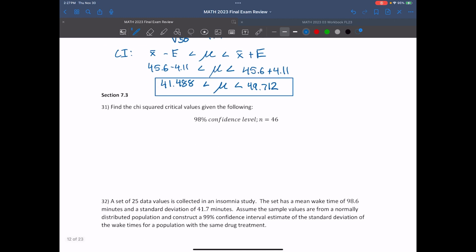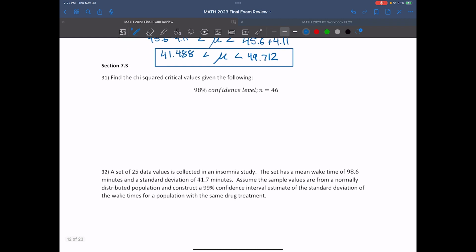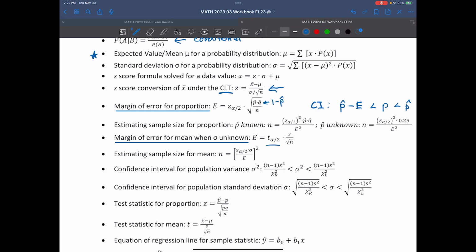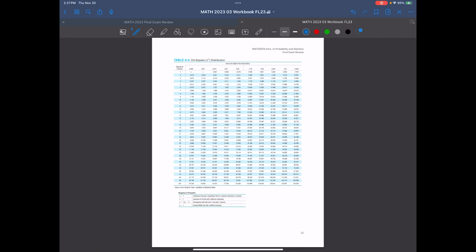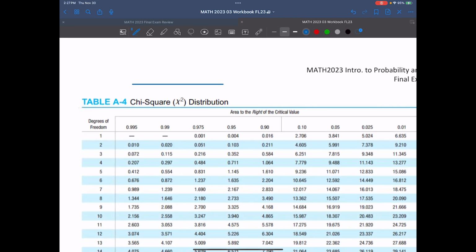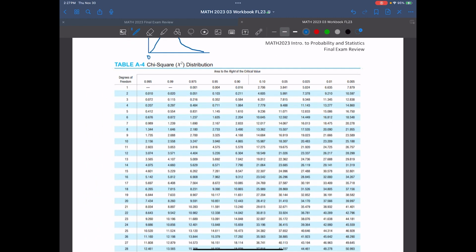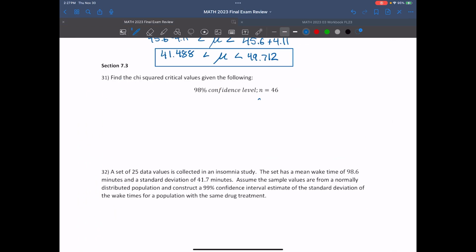All right, 7.3. This one, we are looking to find the chi-squared values given this confidence level and the sample size. So it's really saying, how do you work with this chi-squared table? Again, a chi-squared distribution is not symmetric. If we were to graph this one, it starts at 0 and goes up, and these chi-squared distributions are skewed to the right. The degree of freedom, remember, is 1 less than n. So that's going to be 46 minus 1, or 45.